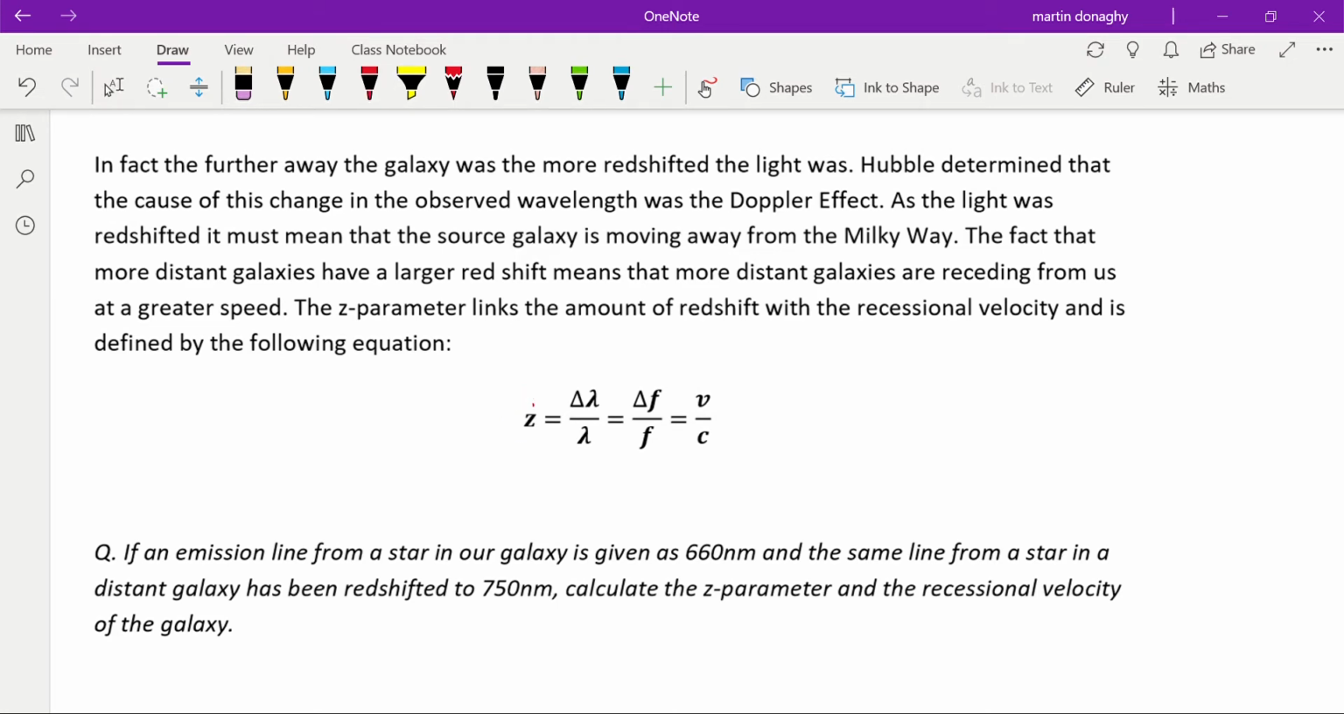And it really is just the ratio of how much it has been redshifted, the difference between the wavelength that we would expect to detect and when we do detect, divided by the wavelength that we would detect from that same line, say an absorption line from our star, the sun. Now we can do that with wavelength or we can do it with frequency. It doesn't matter. We get the same Z parameter from it. But that ratio is the same as the ratio of the recessional velocity to the speed of the wave. Okay, so the speed of light in this case. We can best show this through an example.